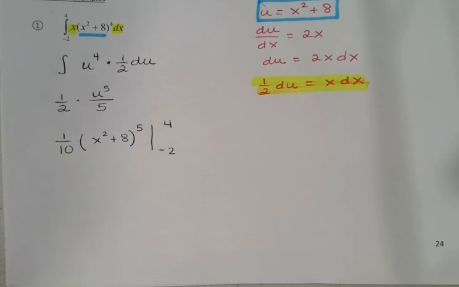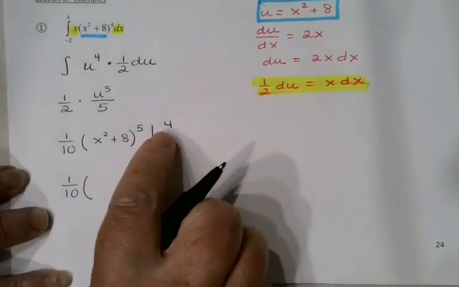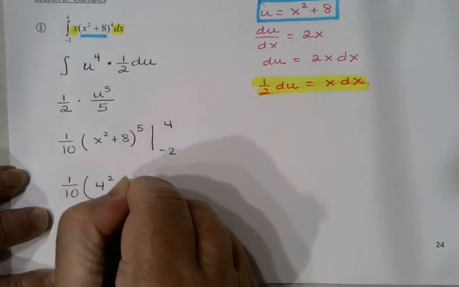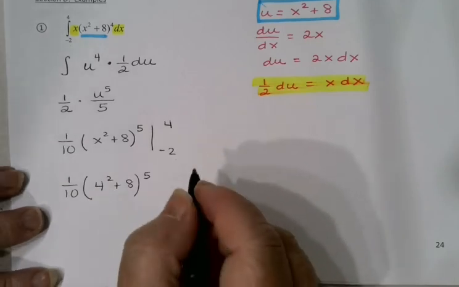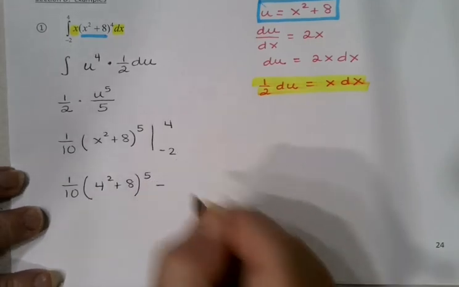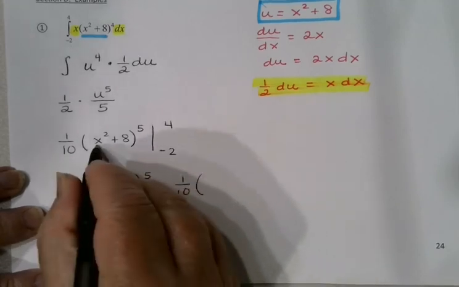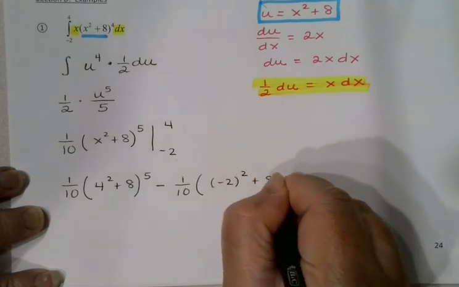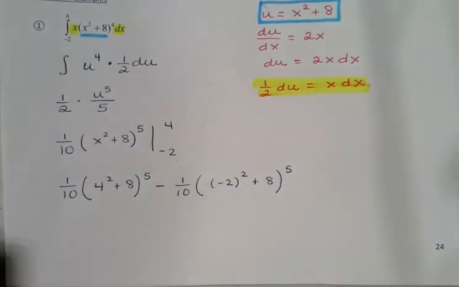All right, we're going to have some pretty big numbers here, but we'll manage. We'll have 1/10 times, I plug the 4 in first, so 4 squared plus 8 to the 5th power, 24 to the 5th power, that's going to be a pretty big number, minus 1/10 times, and now I'll plug in the -2. -2 squared plus 8 to the 5th power, and that's just going to be a calculator problem.